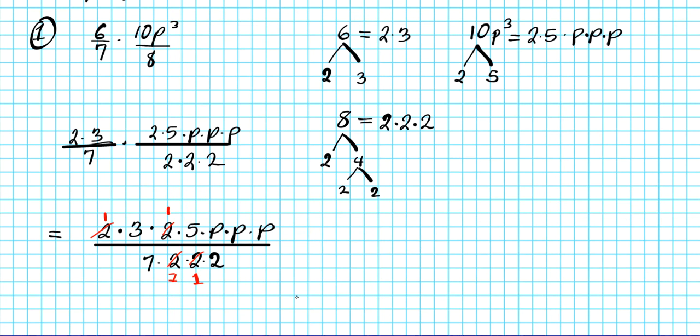So let's go ahead and multiply. In the numerator, what we have is 1 times 3 times 1 times 5 times p times p times p, which is going to give us 15p to the third. In the denominator, 7 times 1 times 1 times 2 is 14. And there goes your final answer.